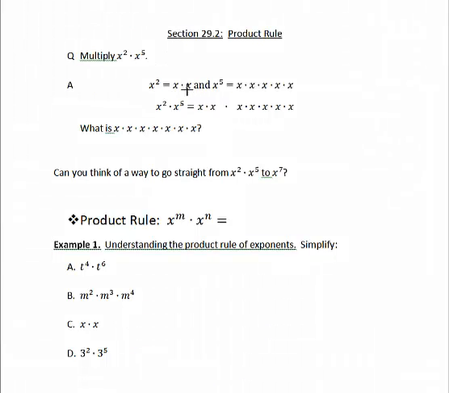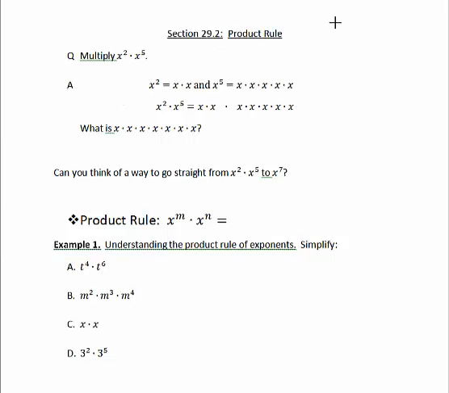So the first rule we're going to look at is called the product rule, and it's an instance where we have two variables or numbers. Each variable or number, okay, in this case they're the same. Each one has a different exponent. Here I have an x raised to the second power. Here I have an x to the fifth power, and they're actually being multiplied now.